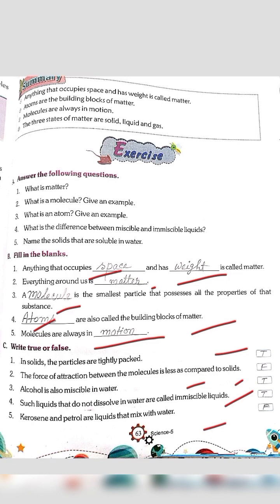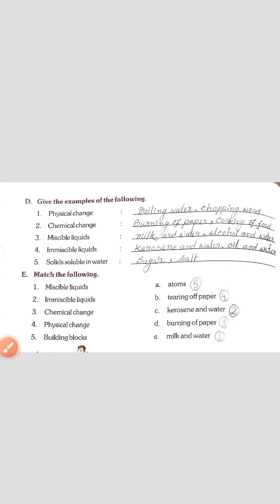Next question type, give examples of the following. Physical change: boiling water, cutting wood, etc. Chemical change: burning of paper, cooking of food. Next question, example of miscible liquid: milk and water, alcohol and water. Immiscible liquid example: kerosene and water, oil and water. Solid soluble in water, example: sugar, salt.